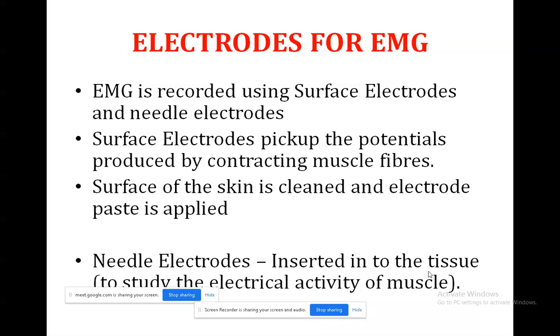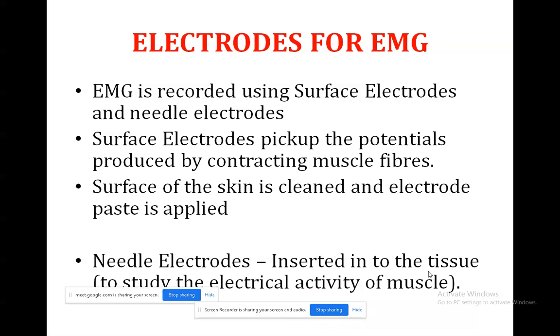An EMG is recorded using surface electrodes and needle electrodes. The surface electrode picks up the potential produced by contracting muscle fibers, so it is used on contracting muscles to pick up the biosignal. The surface of the skin will be cleaned and electrode paste applied, and only then will the electrodes be placed on the surface of the skin.